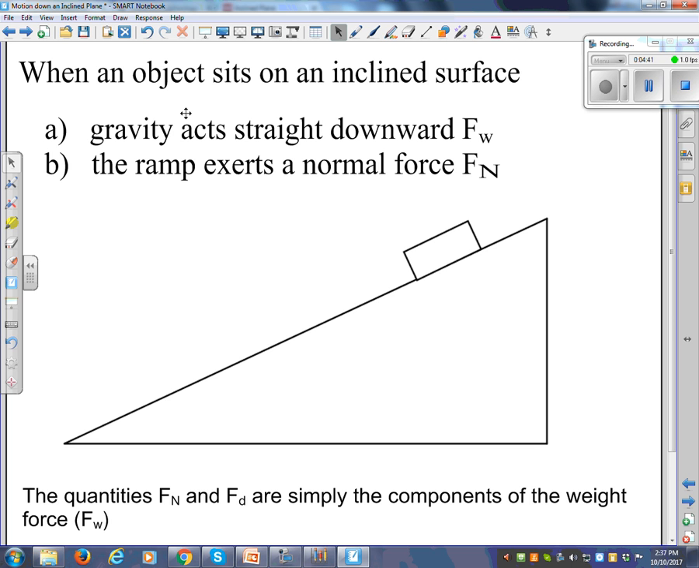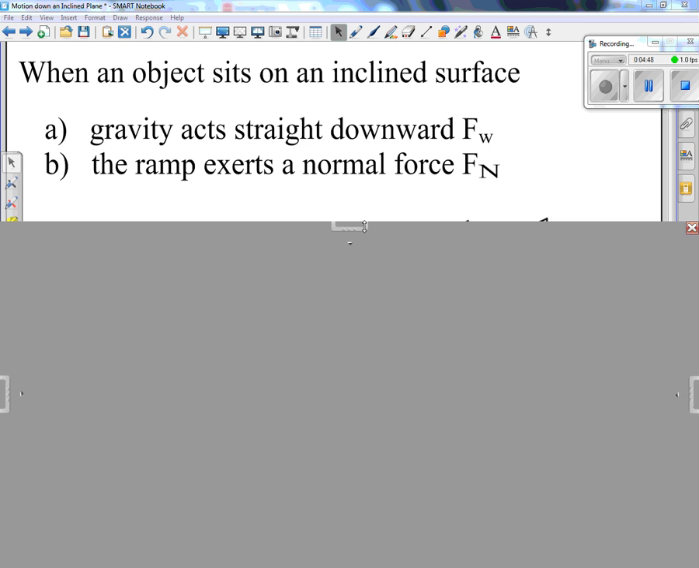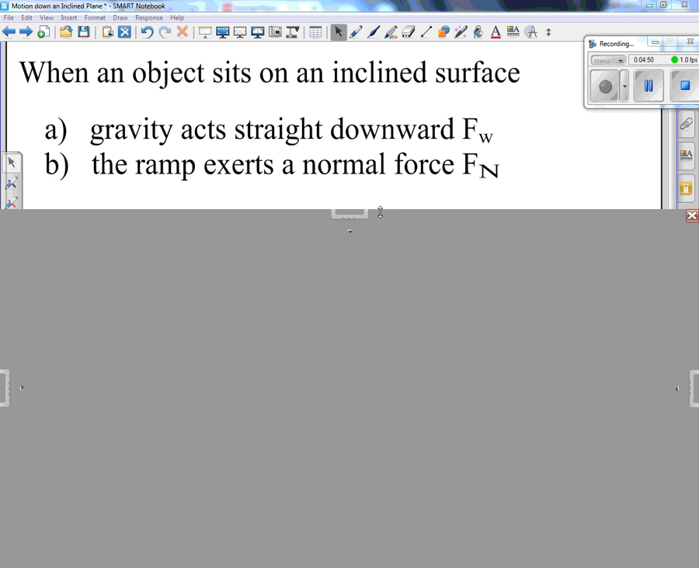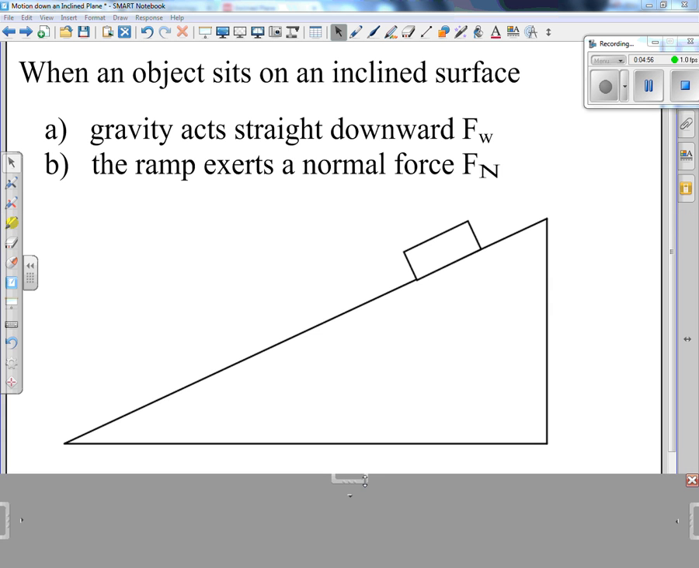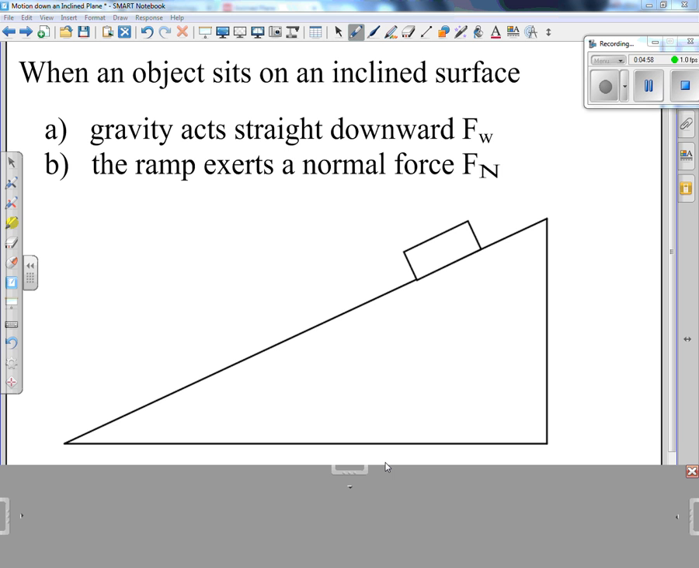So when an object sits on an inclined surface, gravity acts straight downward, Fw, and the ramp exerts a normal force, Fn. But they are now like this. This is Fw, and Fn would be like that, right? Okay, I'm going to pause there. I want you to write that down.